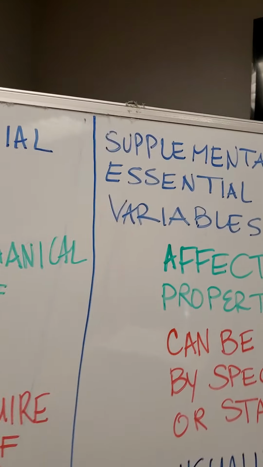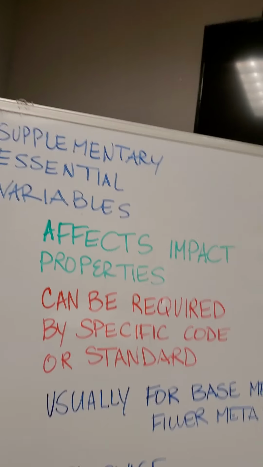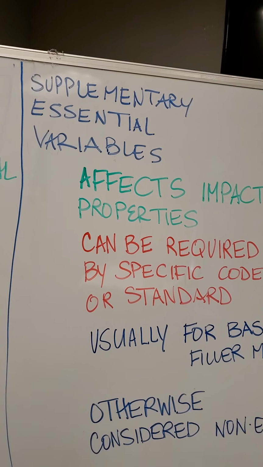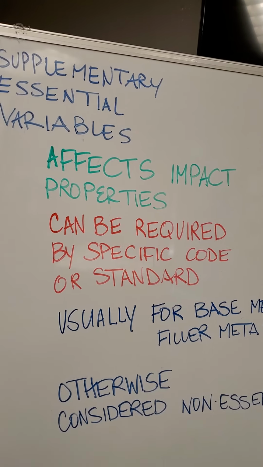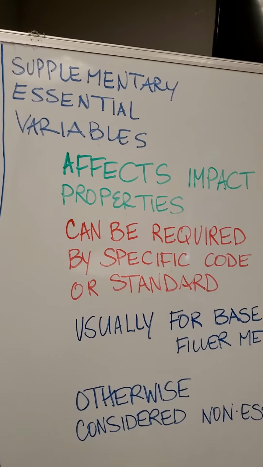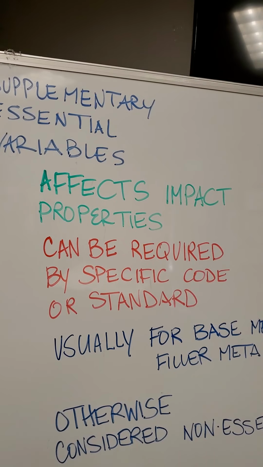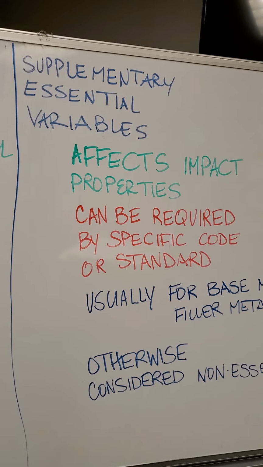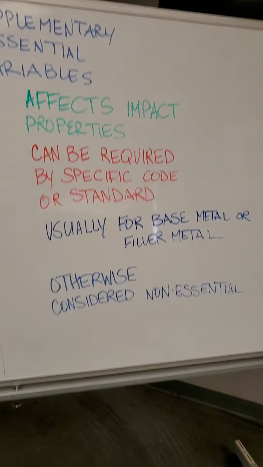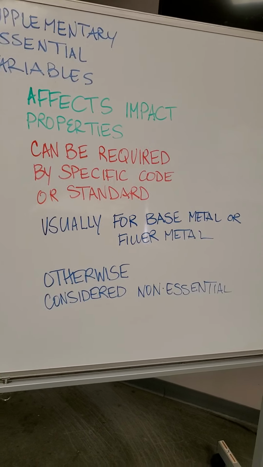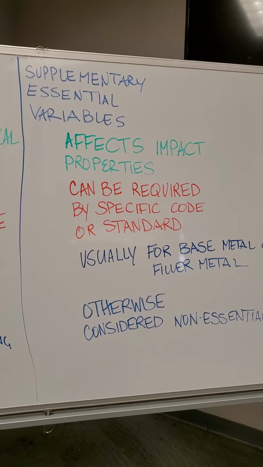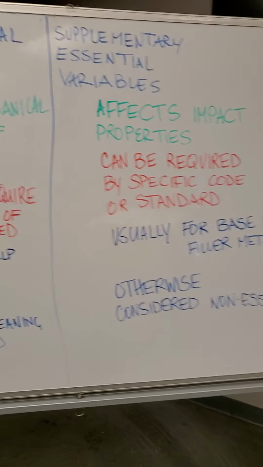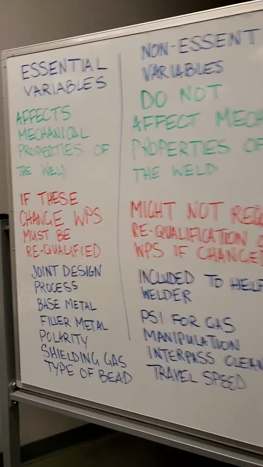Now, supplementary essential variables. This one's kind of tricky. This affects our impact properties, like toughness, like Charpy V-notch and requirements like that. They can be required by a code or standard. So some codes or standards require a specific Charpy V-notch property of the base metal or for the filler metal. Otherwise, if it's not required and we put it in there, then it's just considered a non-essential variable, something that helps us out.